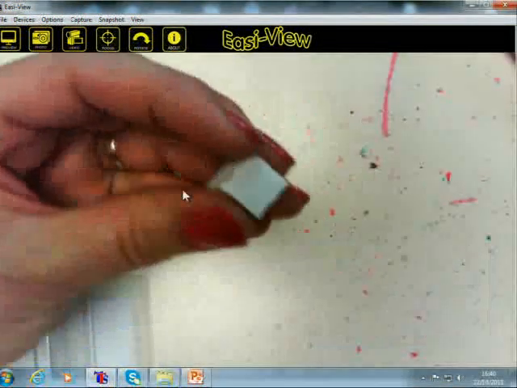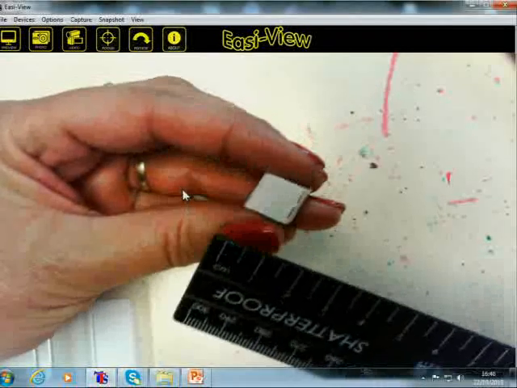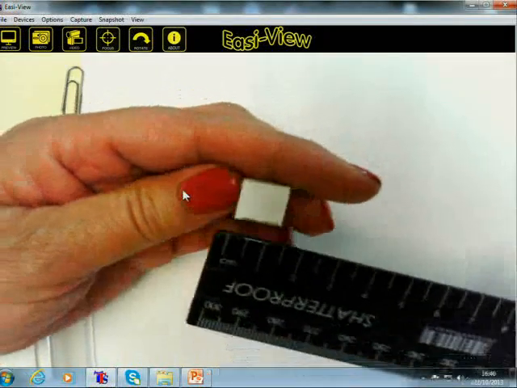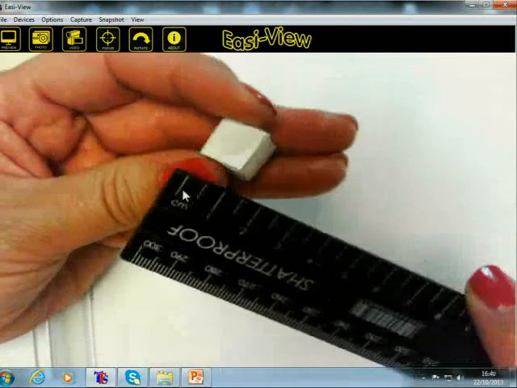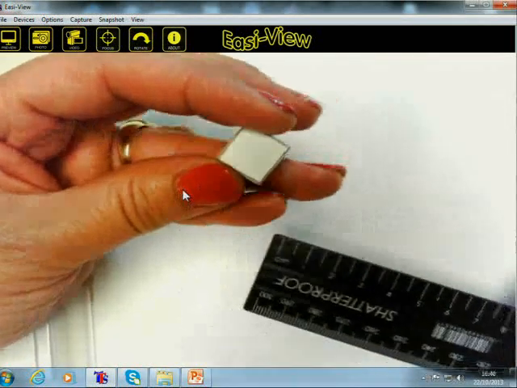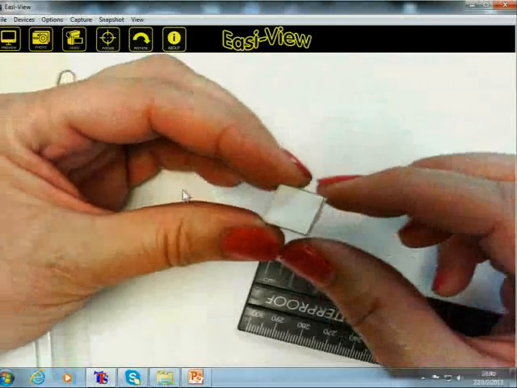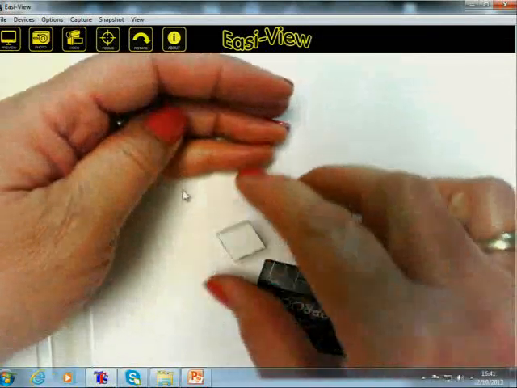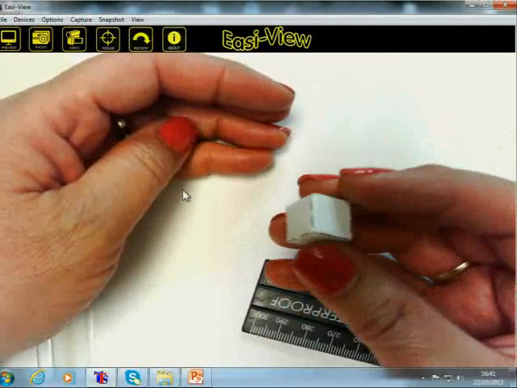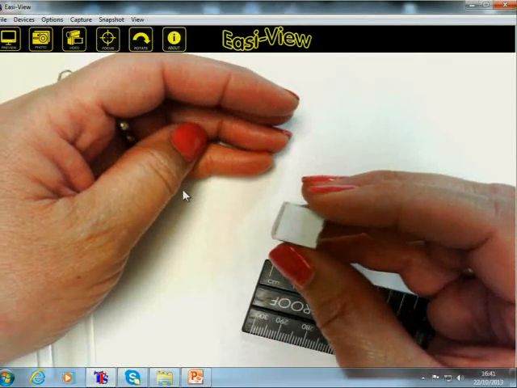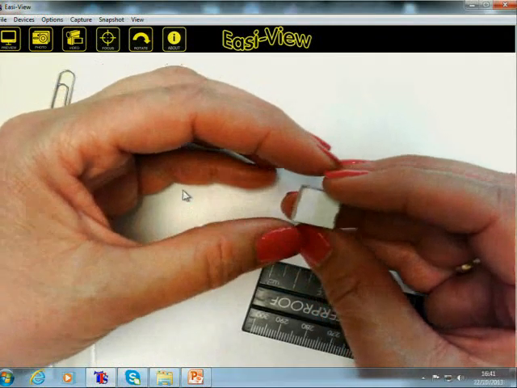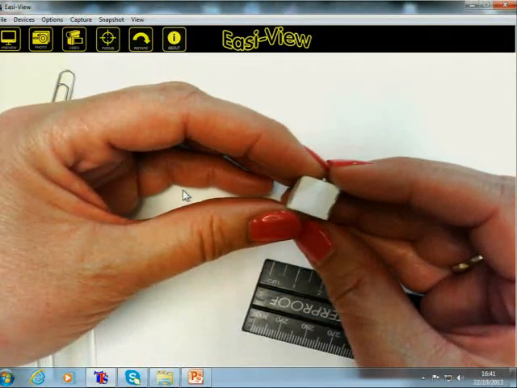I have this cube in my hand, and if you look at it, you will see this is 1 centimeter by 1 centimeter by 1 centimeter. And this gives me the volume of this cube: 1 cubic centimeter. And this is exactly 1 milliliter. So 1 cubic centimeter is equal to 1 milliliter.